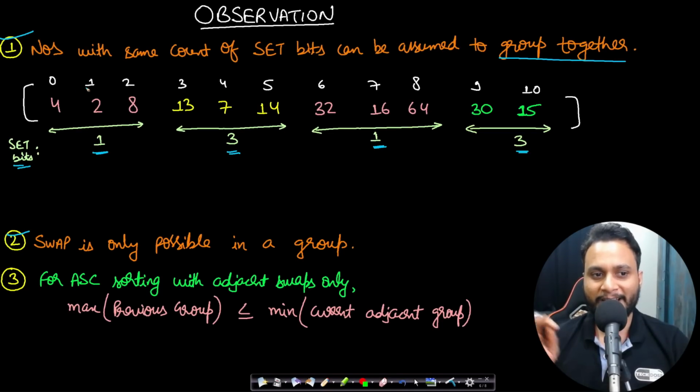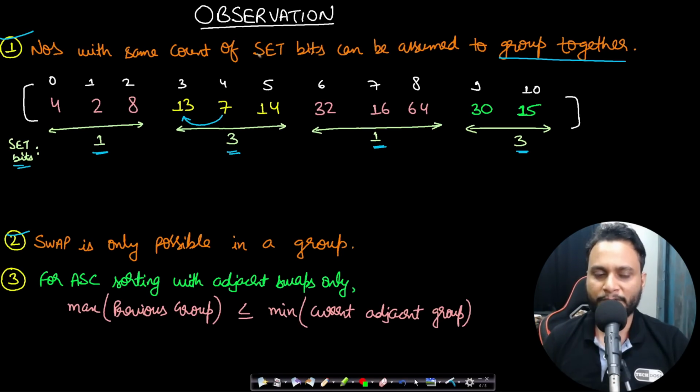It cannot be done across the groups. We can try to do swapping between 2 and 4, it is possible, but swapping between something like 8 and 7 will not be possible, because only adjacent swaps are allowed. And even if 7 has to come adjacent to it, they still have to have the same count of set bits. And if they had the same count of set bits, then they must have been in the same group.